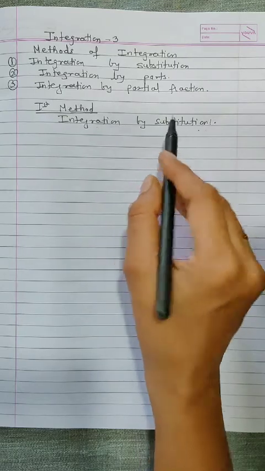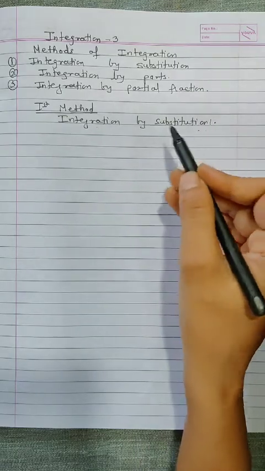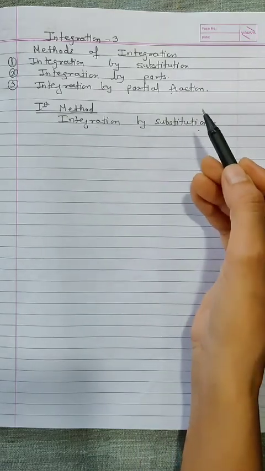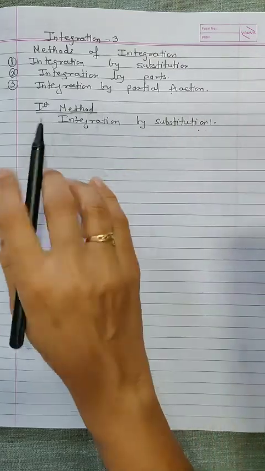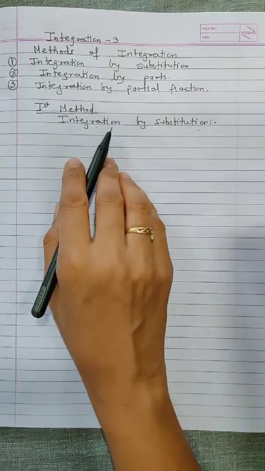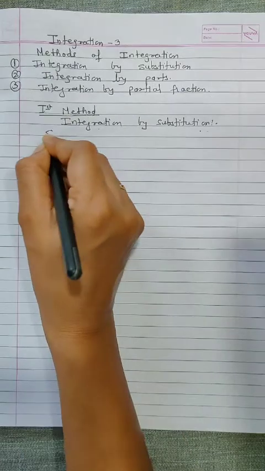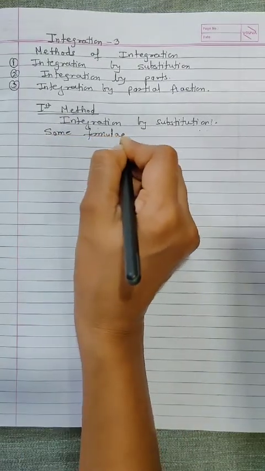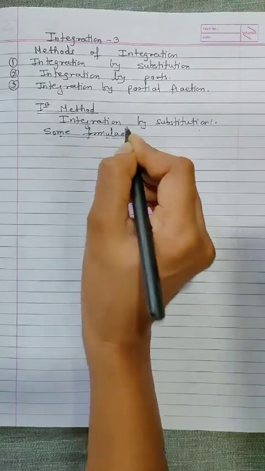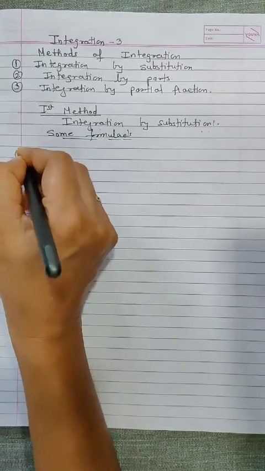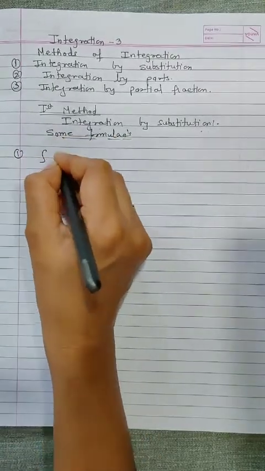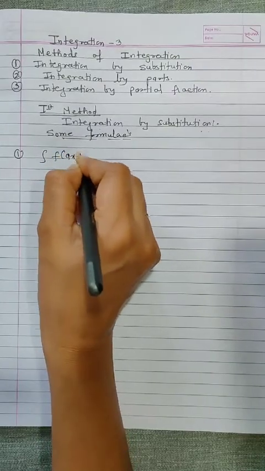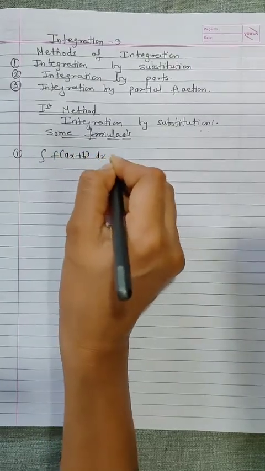Now substitution means we have to put the value of x or we have to put some function as substitute and then we have to solve it. Now before starting actual this method we have to take some formulas which are very important. We have to take some formulas for integration while applying the substitution method. So our first formula is whenever the function is of the type f of ax plus b dx.